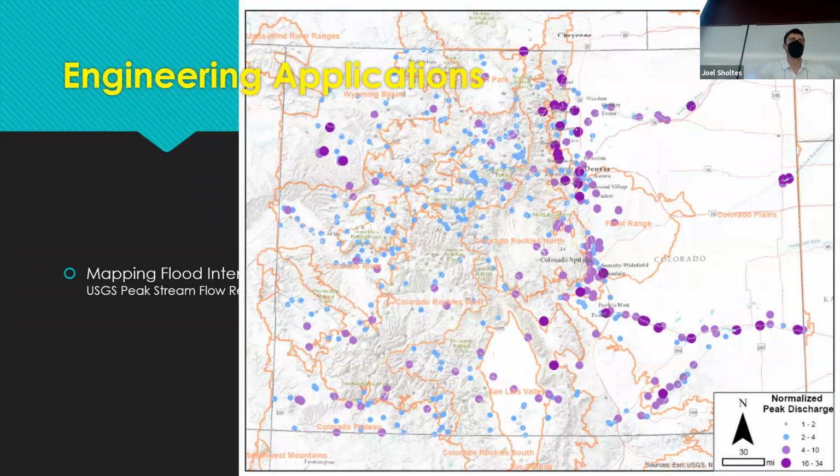Yeah. Why would you have a really extreme flood gauge or stream next to one that's not so extreme? Yeah, and I didn't drill into that level of specificity.